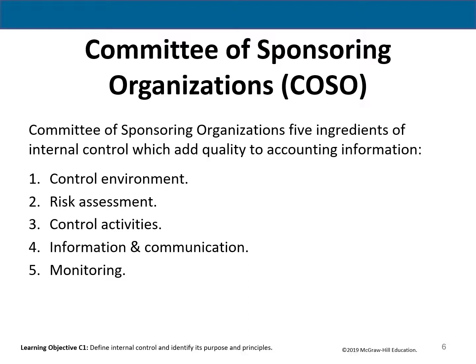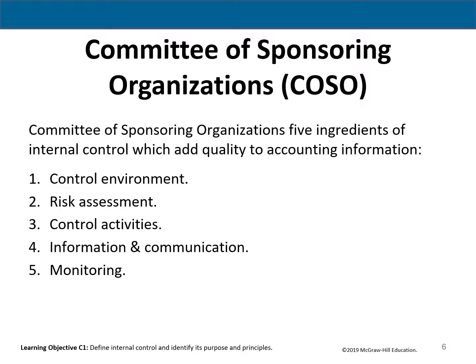I think it was right after SOX occurred that the Committee of Sponsoring Organizations was formed, and they're called COSO. It doesn't matter who was on that committee, but they were charged with finding what parts or what elements must be present in order for there to be good internal control, which would add to the quality of the accounting information.